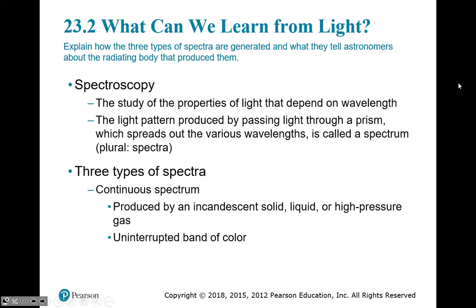So there are three main types of spectrum. Anything with a temperature will emit a continuous spectrum. Anything that has a temperature has stuff in it that is jiggling. That stuff has an electric charge, presumably. Jiggling electric charges generate light.